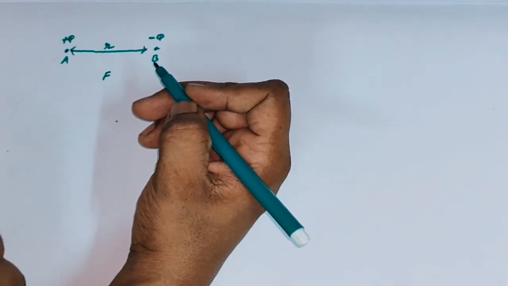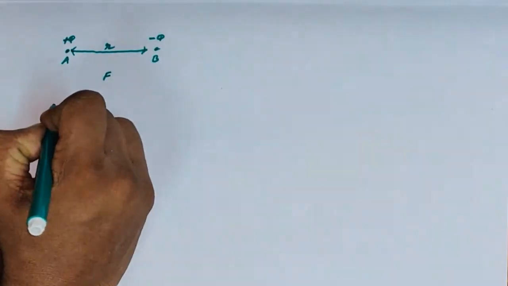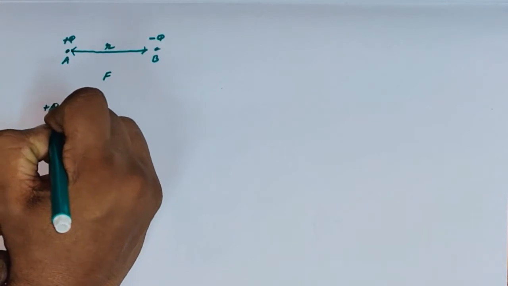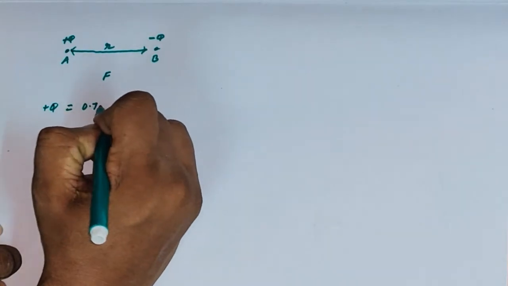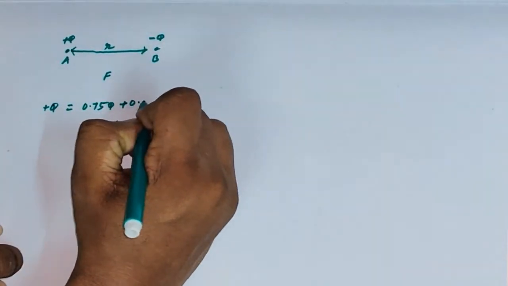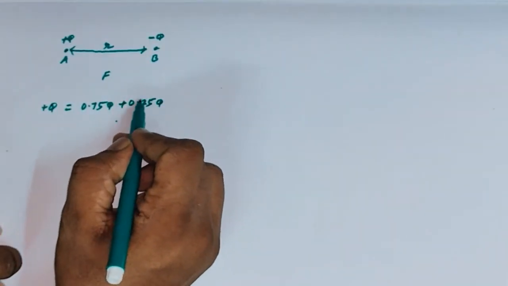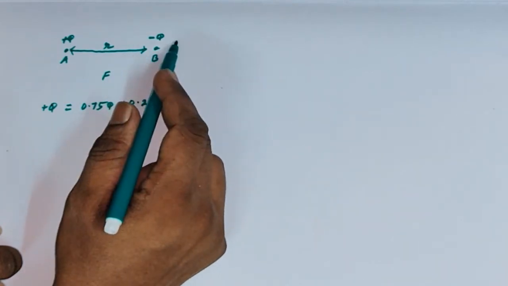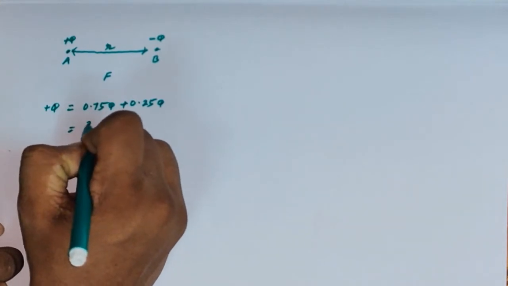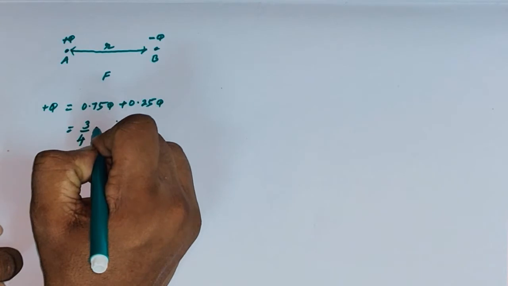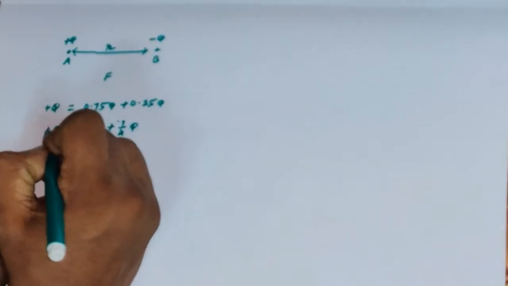The next part: if 25% of the charge of A is transferred to B, that means the charge plus Q present on A can be separated into 0.75 Q plus 0.25 Q. The second one represents the 25% charge that is transferred to B. Converting to fractions, 0.75 is 3 by 4 Q and 0.25 is 1 by 4 Q. This is the net charge plus Q on A.